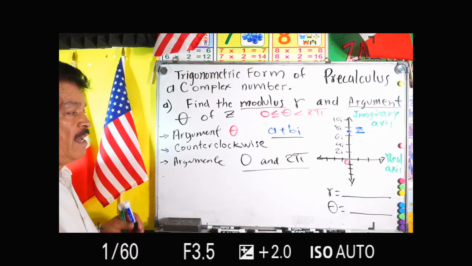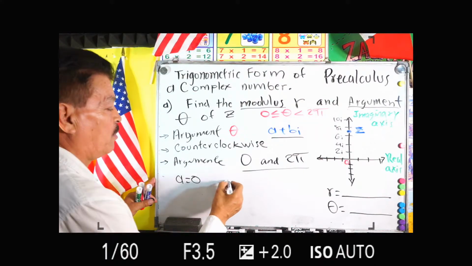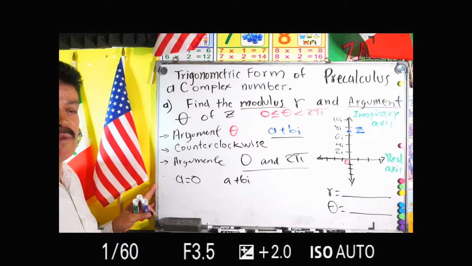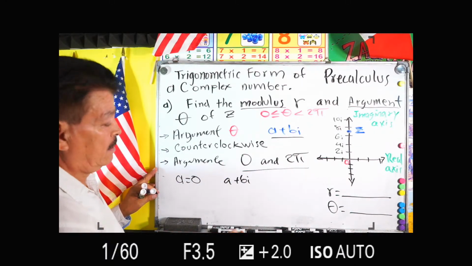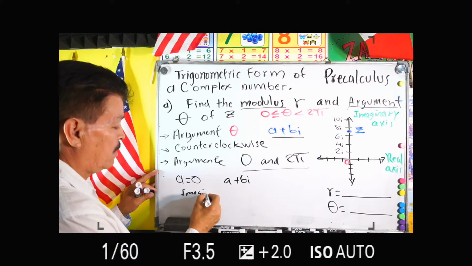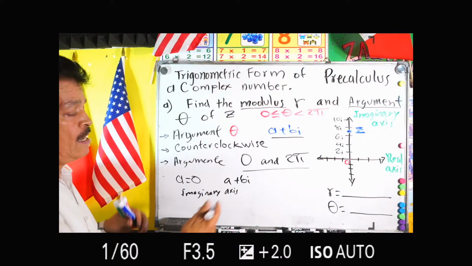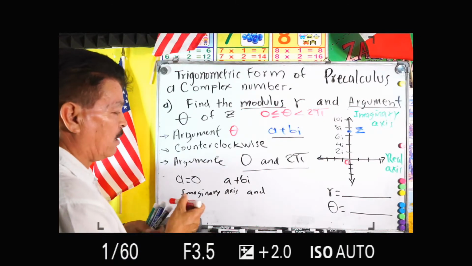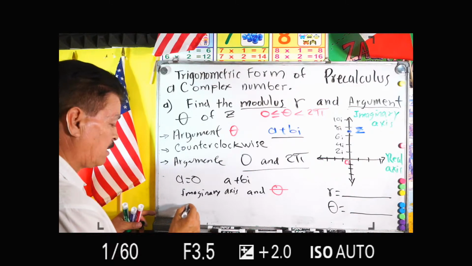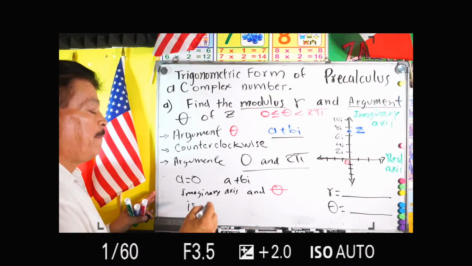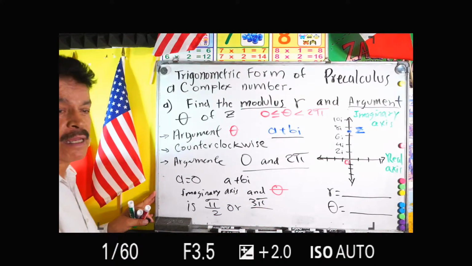When a is equal to 0, for example, the point a plus bi is on the imaginary axis, and the angle, this angle we are talking about, is pi divided by 2 or 3 pi divided by 2. So why?